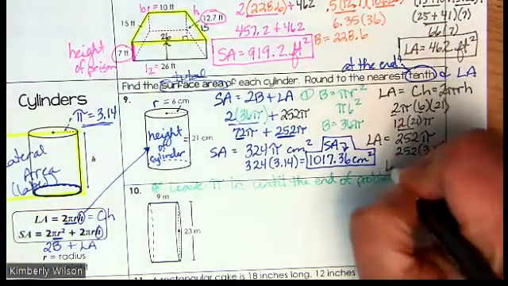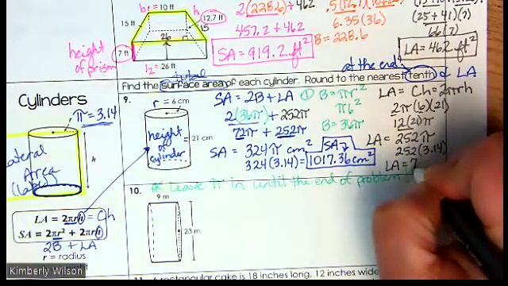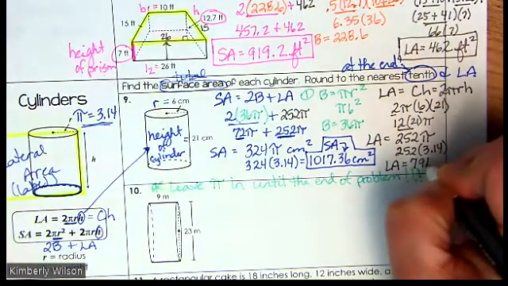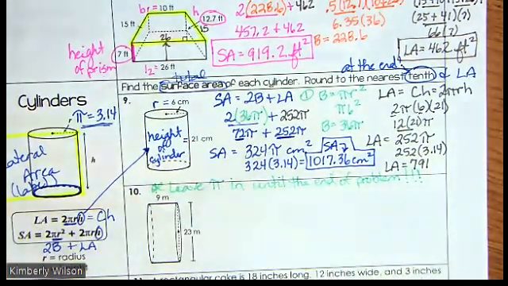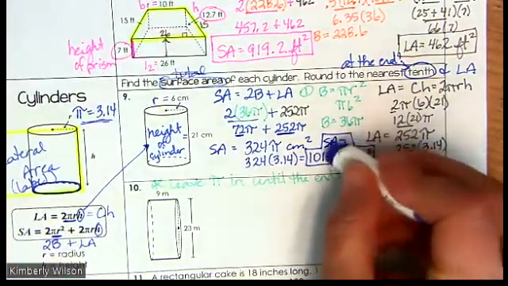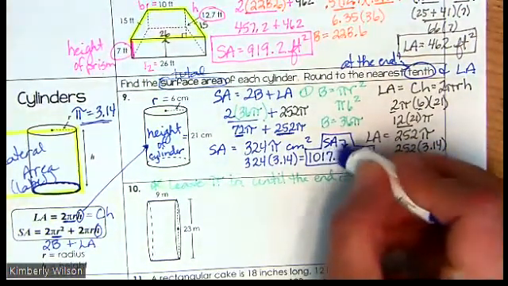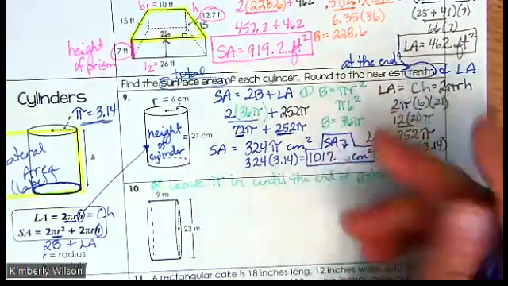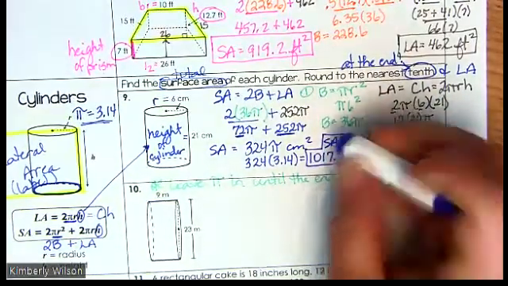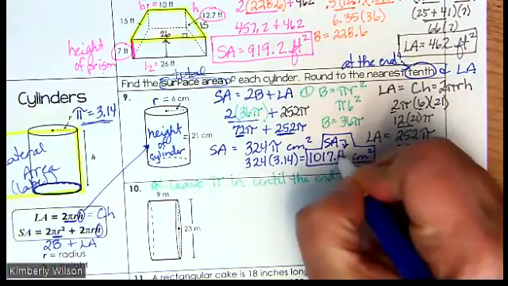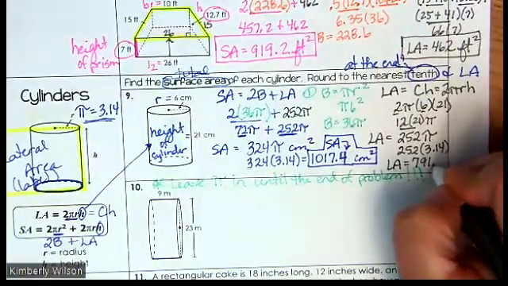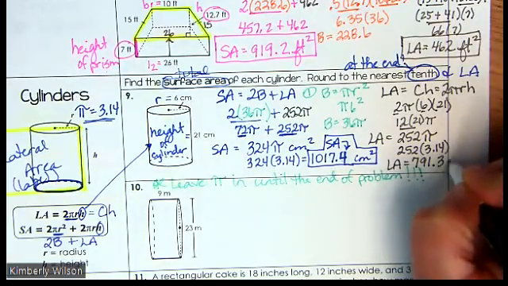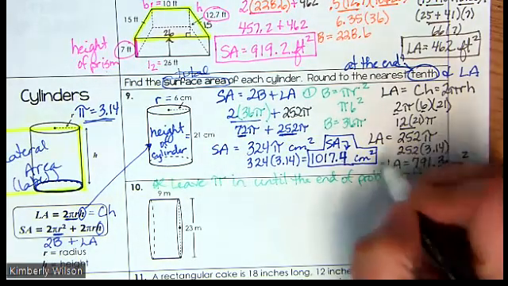So therefore, my lateral surface area is 791. Oh, wait a minute. I didn't round correctly. It says round to the tenths. That's not supposed to be a 0.36. That's supposed to be 0.4. I didn't follow directions. This is supposed to be 0.4. And then 791.3 centimeters squared.